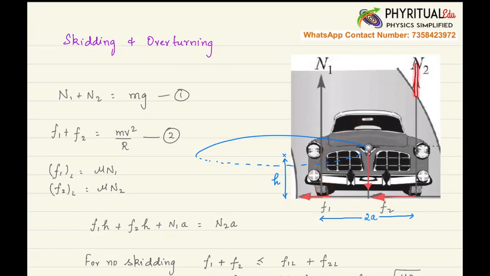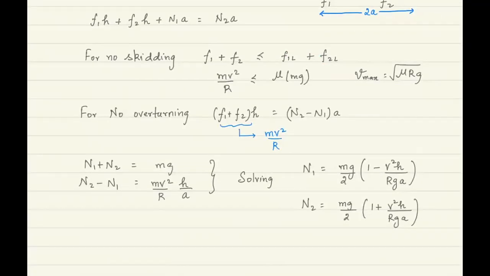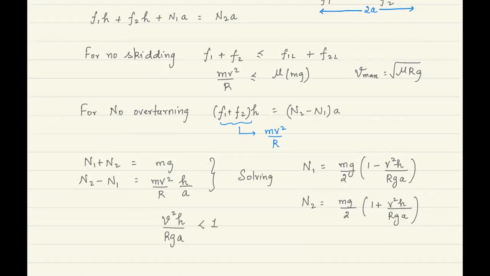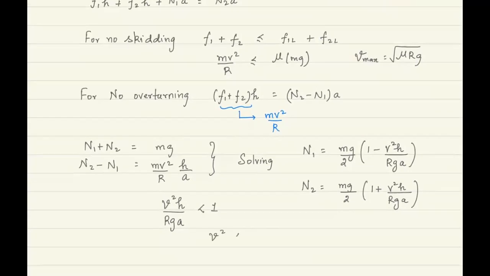About this particular point, the car would overturn like that. If you keep increasing the speed, N2 will keep increasing and N1 will keep decreasing. There will be a particular value of v for which N1 becomes 0. So that is the maximum speed; in fact, we can say v square h divided by r g a must be strictly less than 1 so that the car is in no danger of overturning. So v square must be less than r g a divided by h.